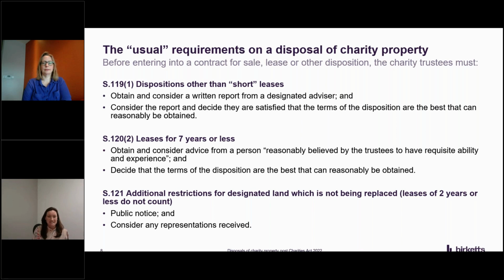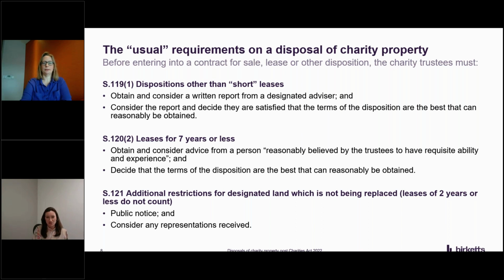So sales, long leases. If you're doing a short lease, it's a slightly different process. It's a lesser bar to have to achieve. You still need to obtain advice, but it doesn't necessarily need to be from a designated advisor. So it can be a person reasonably believed by the trustees to have requisite ability and experience. So you'd need to form a reasoned view as to whether you think the person you're taking advice from is appropriate to give you that advice in the circumstances, and then make the decision that the terms of that proposed lease, for example, is the best that can reasonably be obtained.